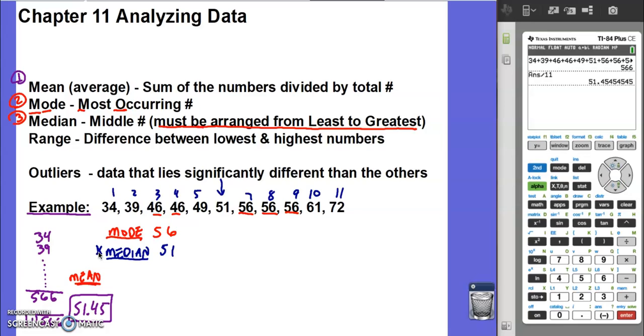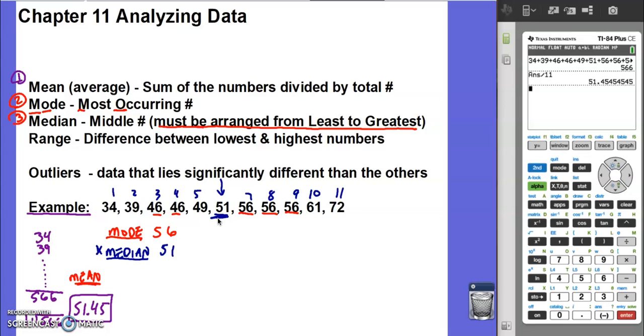You're right in the middle. You scored a 51. It could have only been out of 72 points or whatever it is, but the middle person tells you that half this class, or half the scores, were below that and half of them were above that. So the median is a very good statistic to look at, in my opinion.